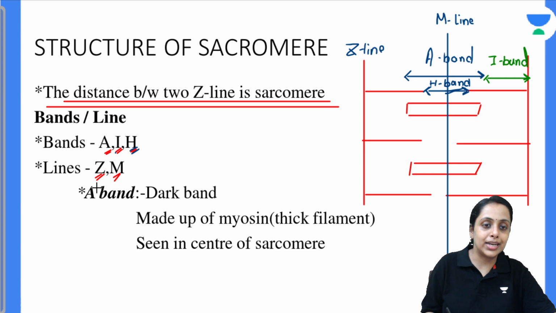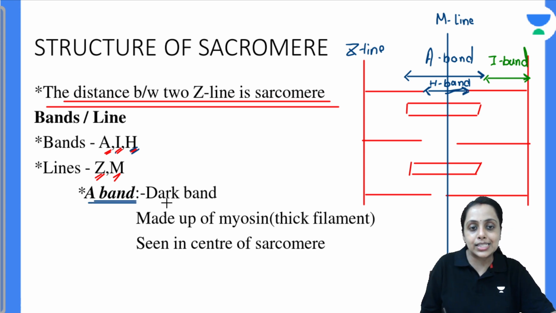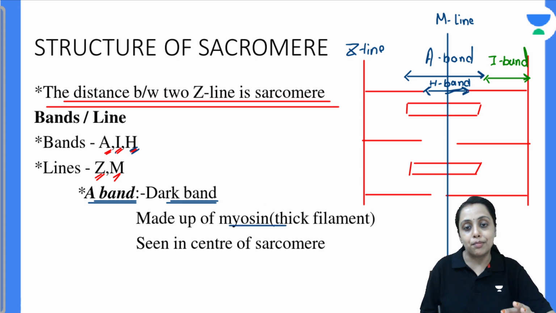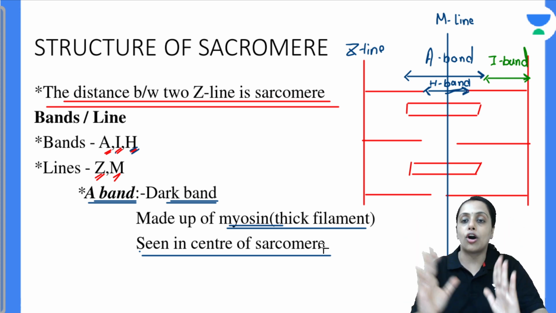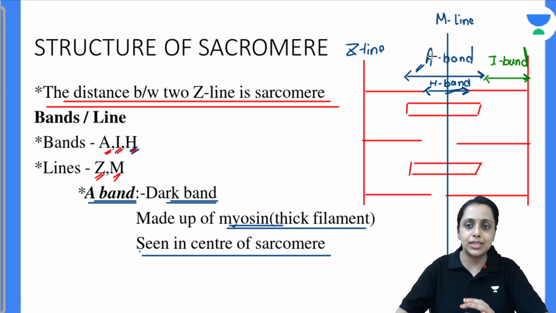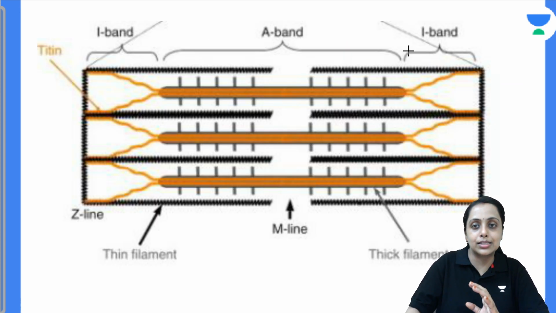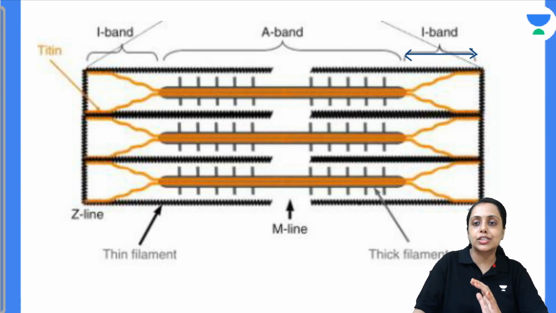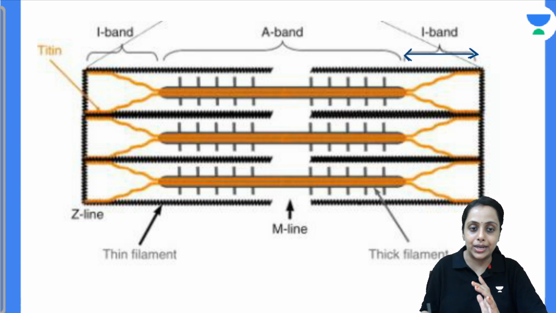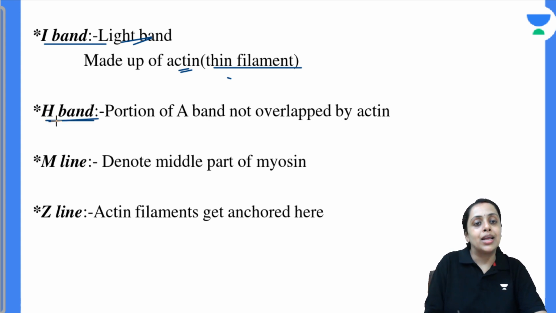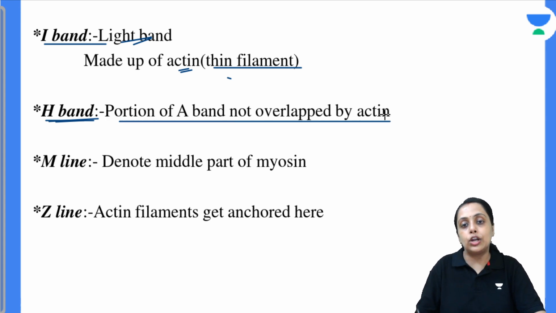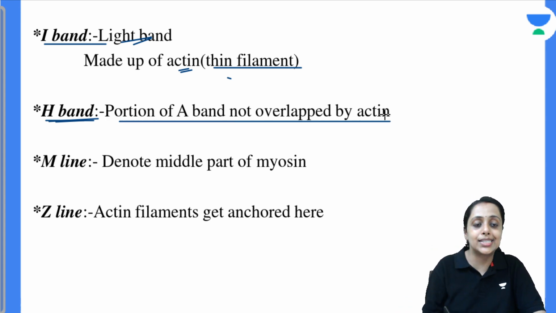So see, coming to the detail of the bands, A band: as we already discussed, it is a dark band which is made up of myosin filament, the thick filament, and this A band is present in the center of our sarcomere. As you can see in this diagram, this is our A band. Next is the I band, which is our light band, and it is made up of actin filament, which is our thin filament. The last band, the H band, is the portion of A band which is not overlapped by actin, as we already discussed.